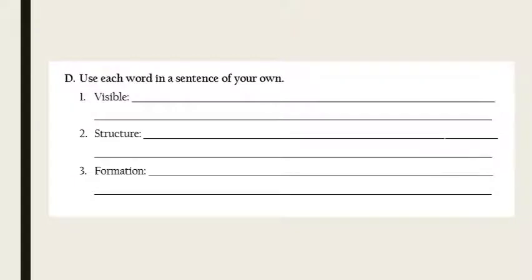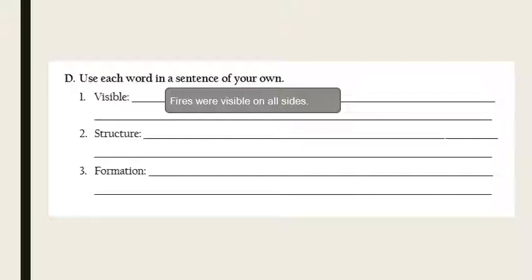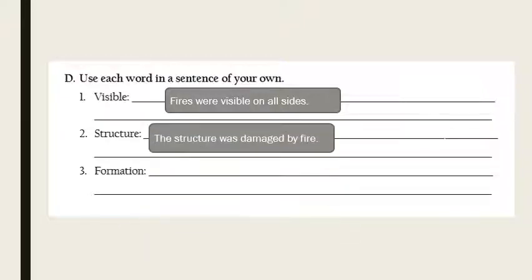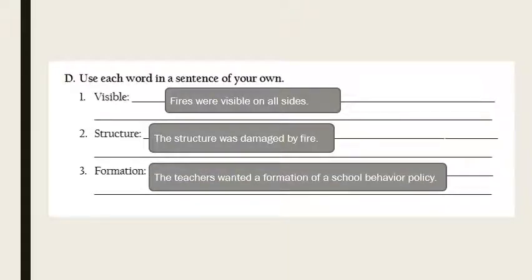In the vocabulary worksheet, it's using words in sentences. It's very easy. You use each word in a sentence of your own. Okay, so visible. What can you give me as an example of visible? You gave me several examples in the live session. So visible, we can say that fires were visible on all sides. Two, structure. We can use it in hundreds of sentences. The structure was damaged by fire, or my brothers destroyed my structure made of blocks. Formation. The teachers wanted a formation of a school behavior policy. Okay, so now everything is clear in the vocabulary worksheet.